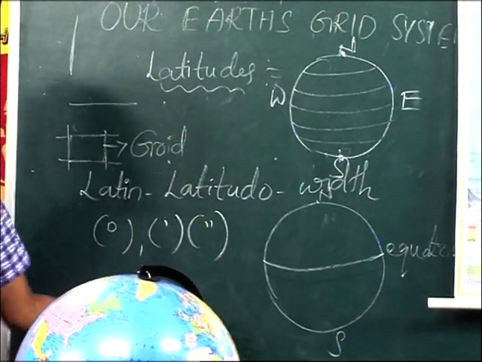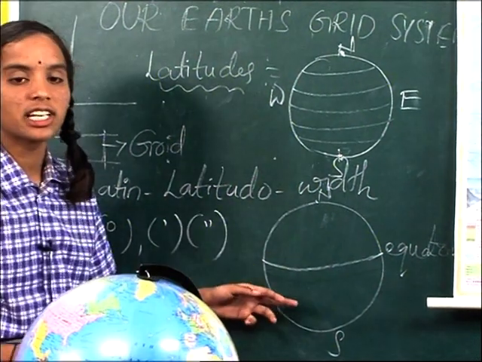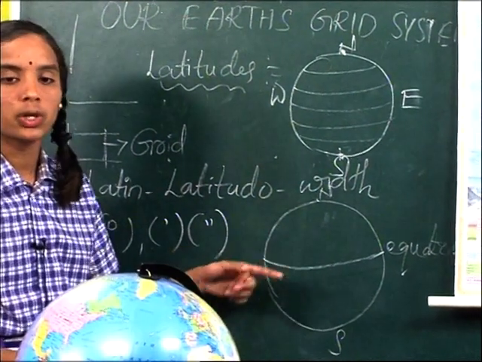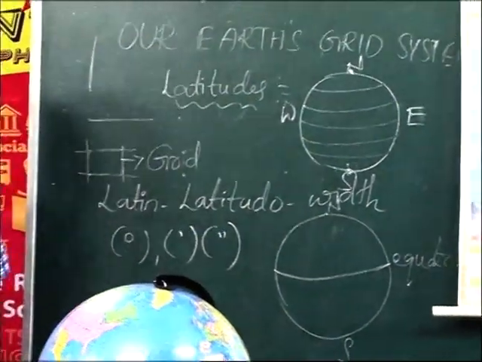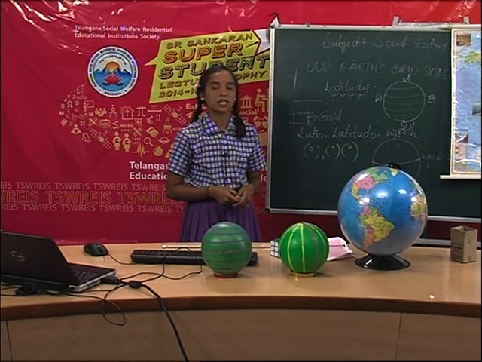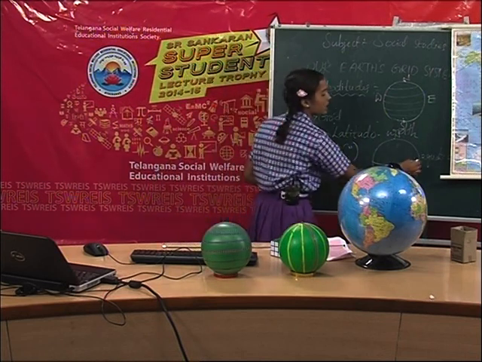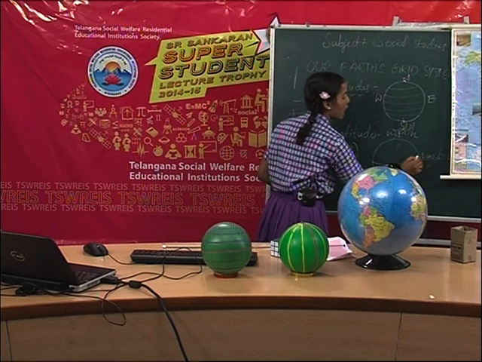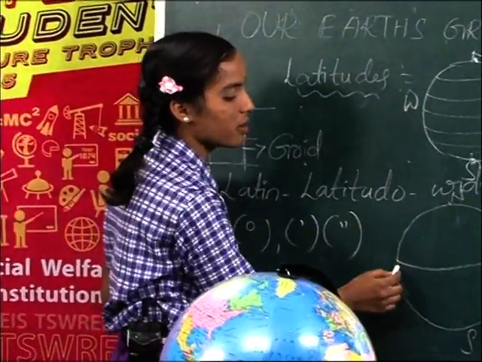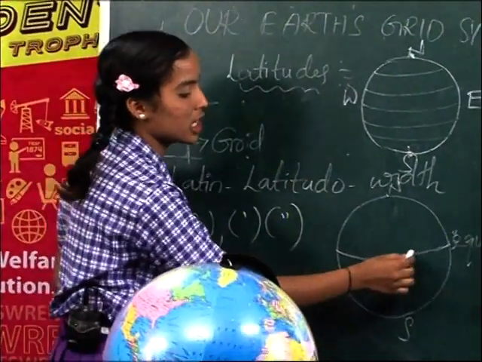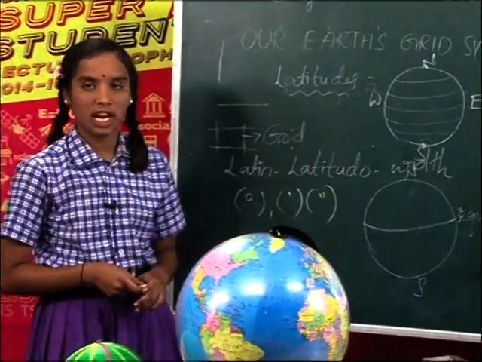Friends, do you know why this is called the equator? Why? Because this equator divides the earth into two equal parts, northern hemisphere and southern hemisphere. Friends, here hemi means half and sphere means ball shaped. The part which is between 0 degree equator to 90 degree North Pole is called northern hemisphere, and the area which is between 0 degree equator to 90 degree South Pole is called southern hemisphere.